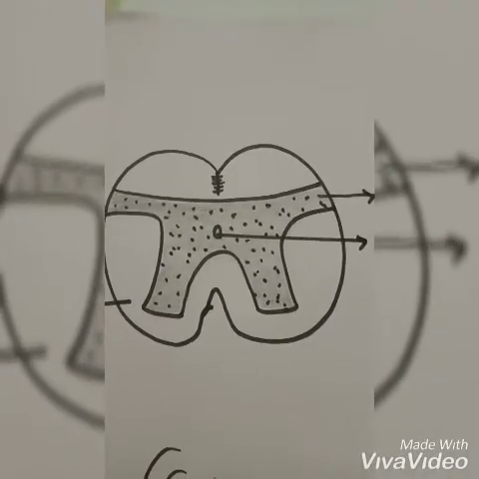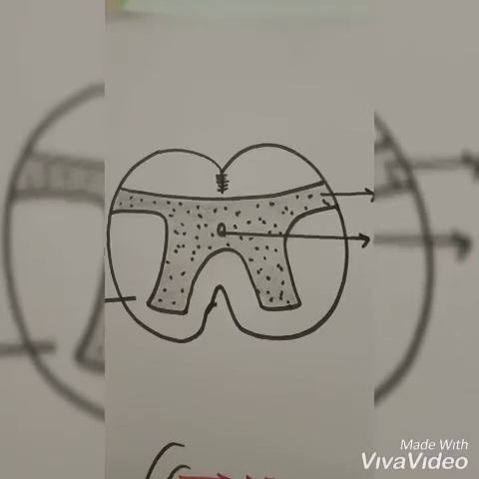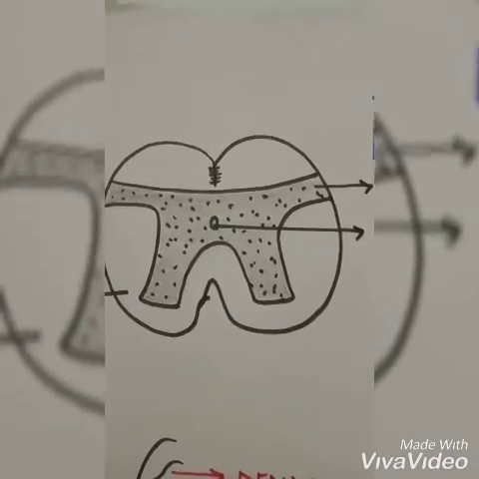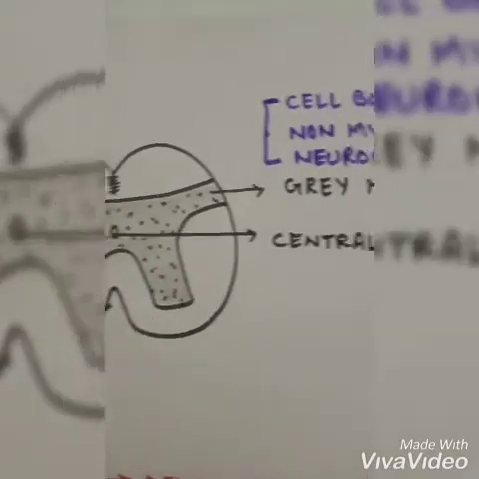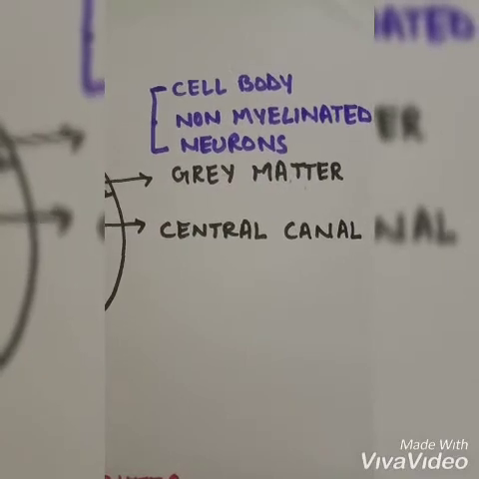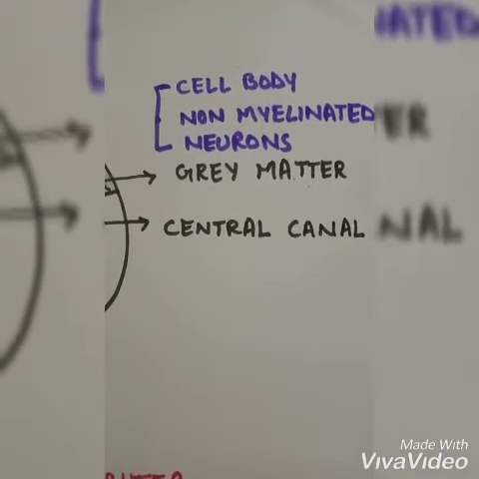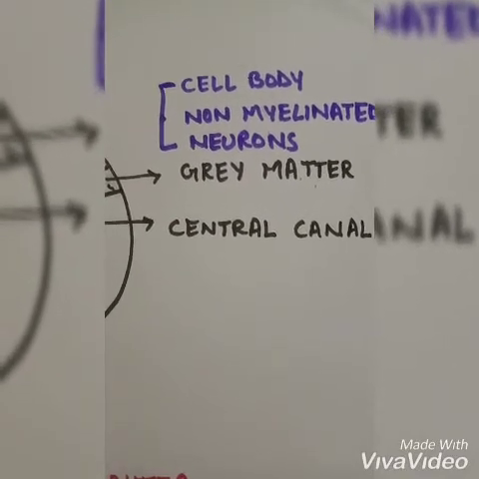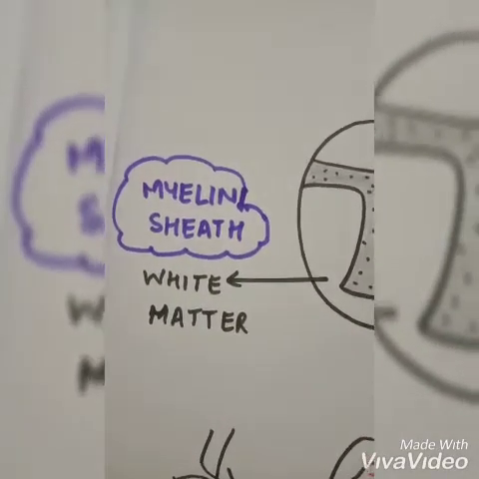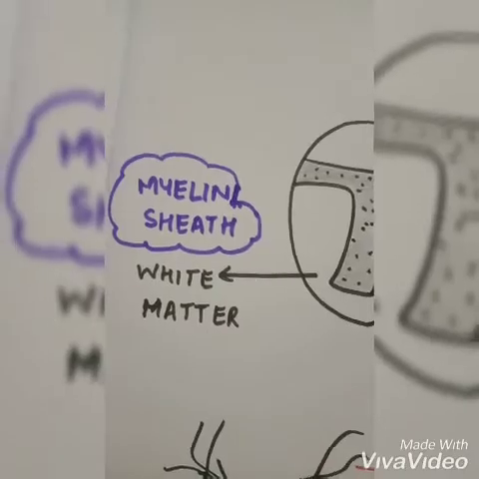Back to the figure. As we all know now what part of the neuron makes the gray matter and what part makes the white matter, we will be able to guess now. Yes, the gray matter is constituted by cell bodies and non-myelinated neurons, as they do not have a myelin sheath. And the white matter constitutes the myelin sheath.